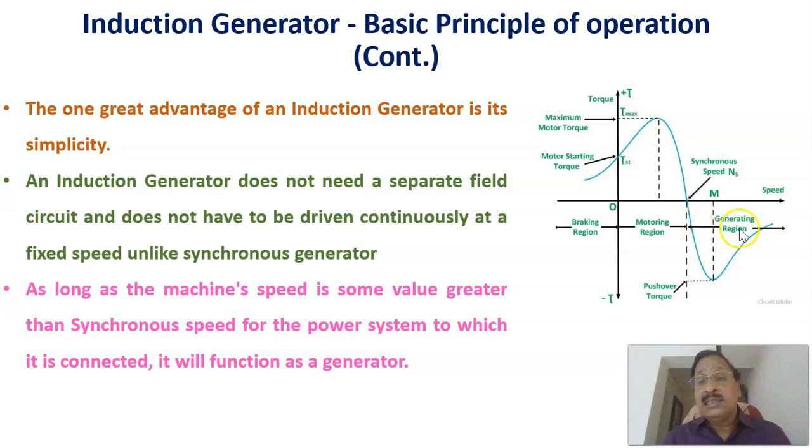Therefore, this region is the induction generator operation region. This is the speed and this is the torque. Of course, torque is negative here. The pushover torque is the maximum negative torque, and this is the region which is working as an induction generator.